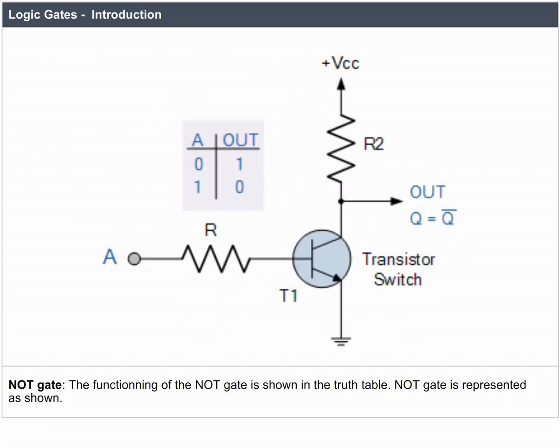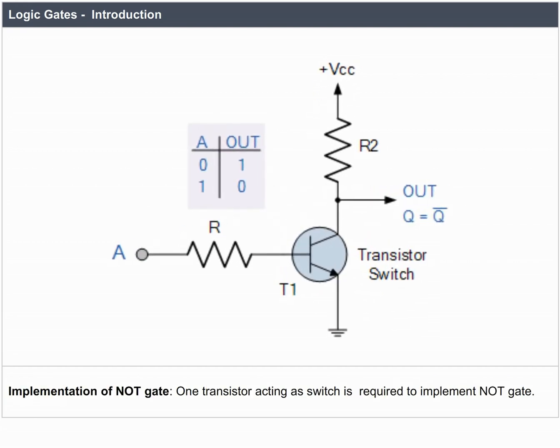NOT gate. The functioning of the NOT gate is shown in the truth table. NOT gate is represented as shown. Implementation of NOT gate. One transistor acting as switch is required to implement NOT gate.